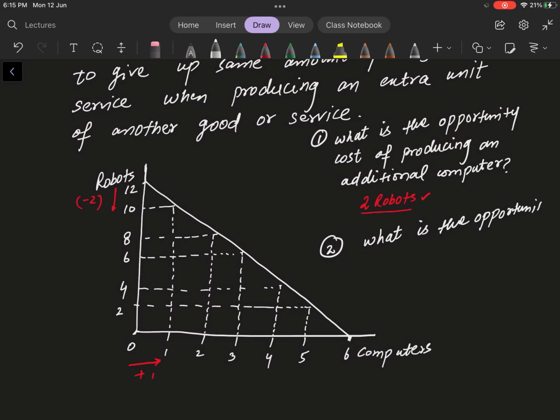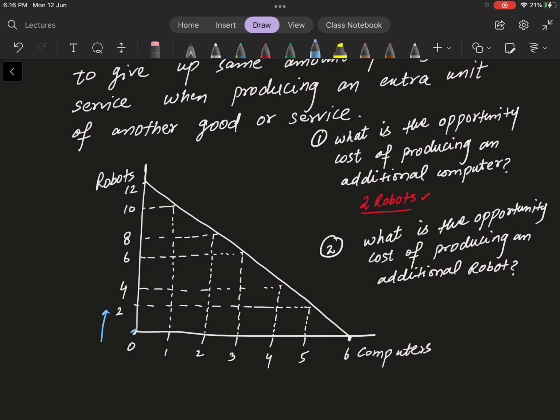So how can we calculate the opportunity cost of producing an additional robot? All we have to do is take the 1 that we are giving up as the numerator and the 2 that we are adding as the denominator. So we divide 1 by 2, and this gives us an opportunity cost of producing an additional robot, which is half a computer. So this is how we calculate the opportunity cost using the production possibility curve.